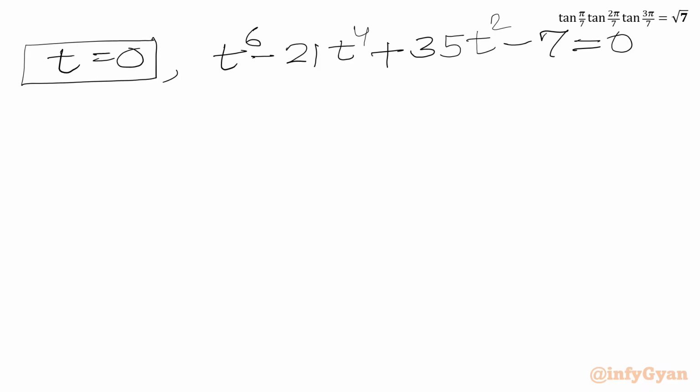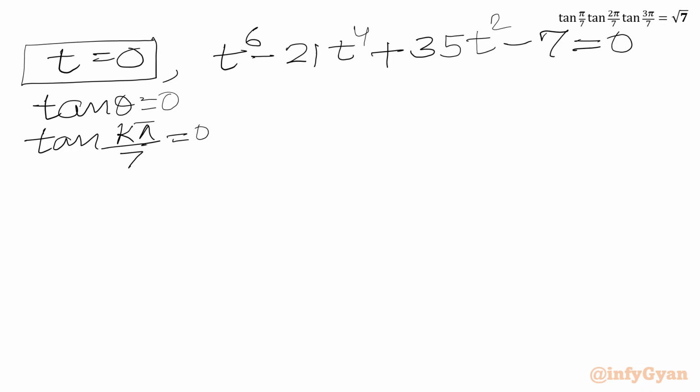Now t was our substitution tan theta. If I write here tan theta equal to 0, theta was also our substitution tan k pi over 7. So I can conclude from here k equal to 0. This t equal to 0 indicates k equal to 0.